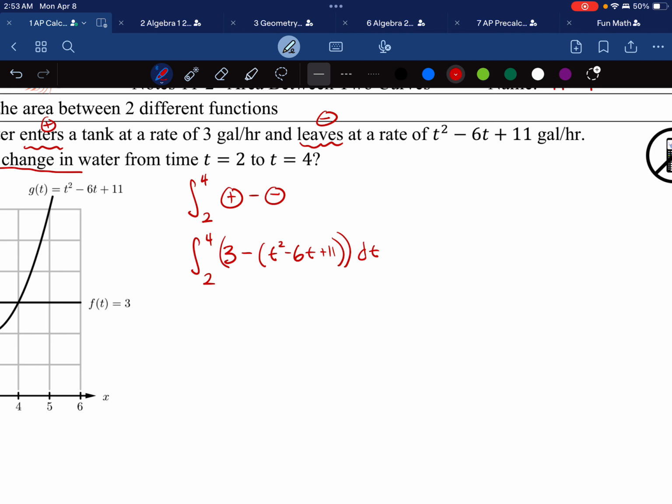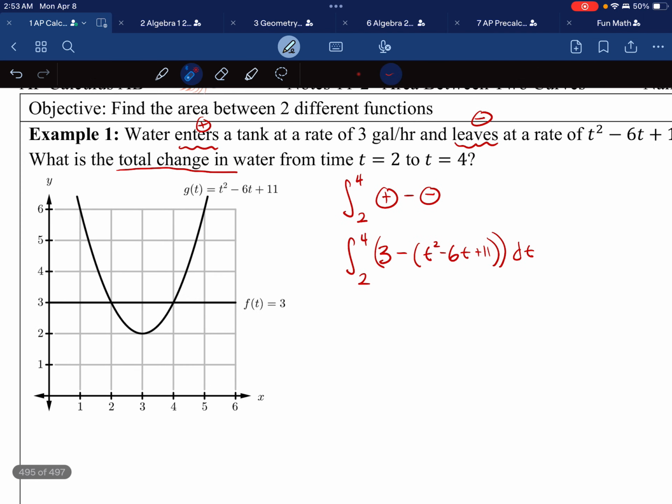However, I want to go ahead and connect it to this graph. Notice that I've graphed t squared minus 6t plus 11 and 3. So 3 is just that horizontal line. What this integral is doing is subtracting one equation from another. What we're trying to find is this area right here, because I'm doing the integral between 2 and 4. So between 2 and 4, it's talking about this area here.